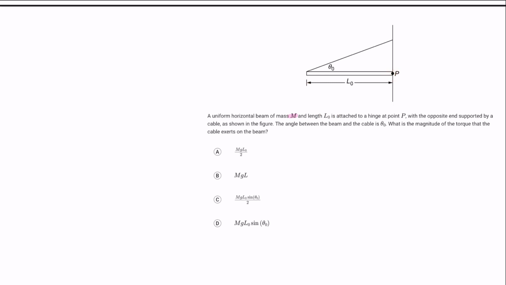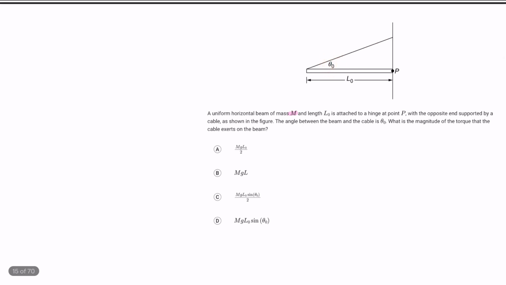All right. The opposite end of the bar, however, or the beam, is supported by a cable. So here's the cable. The angle between the beam and the cable is angle theta. All right, good. So we have that. What is the magnitude of the torque that the cable exerts on the beam? All right, so we want to know how much torque is generated by this cable.